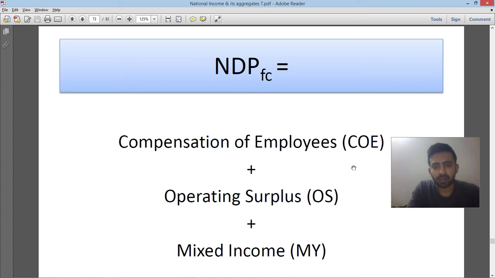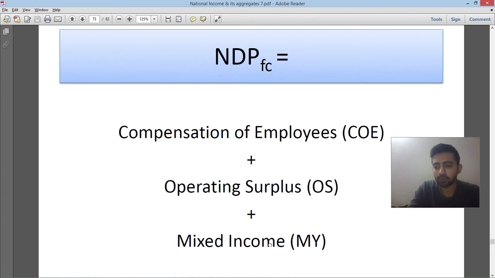COE stands for compensation of employees. जो भी employees की compensation है. What is compensation? Something that they get in return after giving their valuable services to the organization. What an employee gets in return, that is the compensation. OS stands for operating surplus. This is the surplus from various business operations. And third is MY, mixed income. Let's understand these values properly.